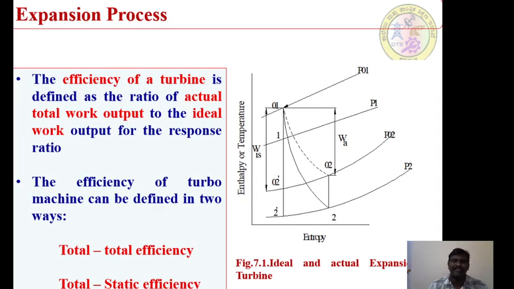Just now in the previous sessions, we discussed a static state as well as a stagnation state, total state as well as a static state. Yes or no? Therefore, without considering the static state and the stagnation state, it is not possible to evaluate the performance of the respective turbo machines. Therefore, if you want to define an efficiency of a turbo machine, there are two important efficiencies that we have to consider in the expansion process. One is the total to total efficiency, the other one is the total to static efficiency.